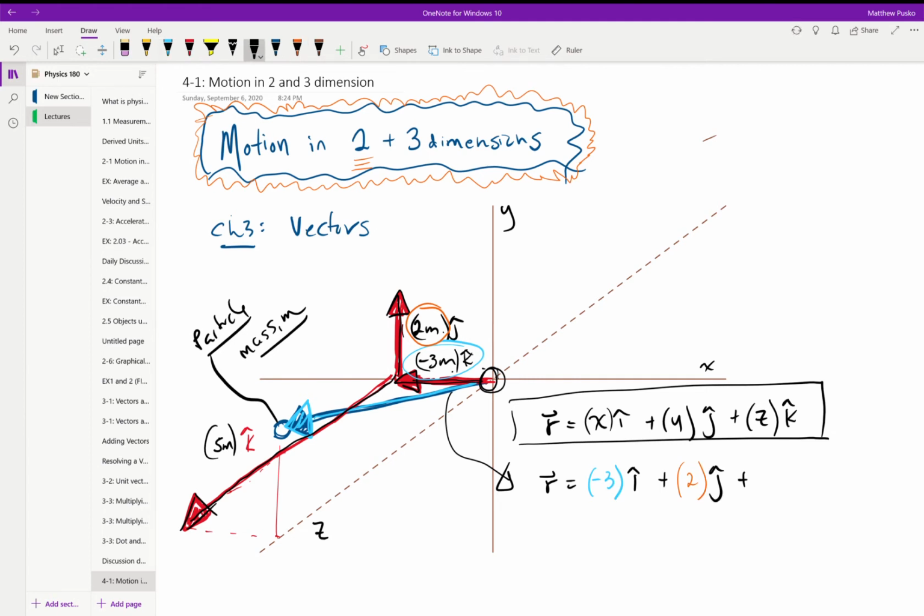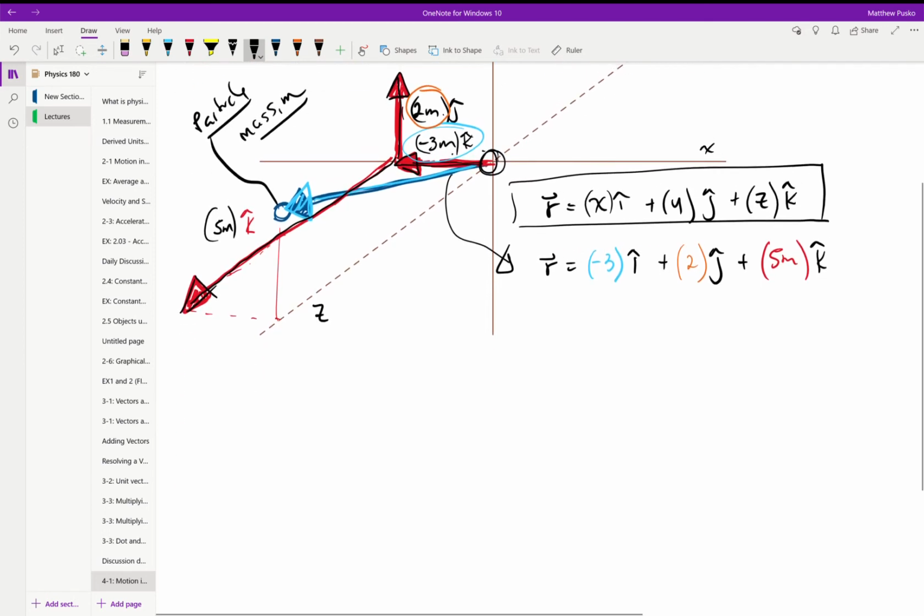And what else? I need another color. The z, or the k direction. The z value is 5 meters, and that's in our k direction, k hat. Okay. I just lost my thought. I had something good to say.